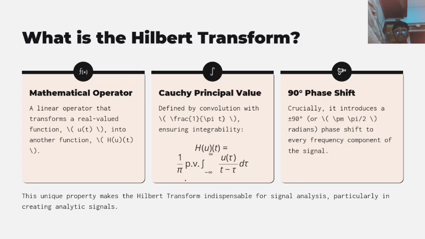Here, as explained before, in the Hilbert transform a 90 degree phase shift takes place. If your signal was sinusoidal and we apply the Hilbert transform, the phase shifts by 90 degrees and it becomes cosine. These unique properties make the Hilbert transform indispensable for signal analysis.